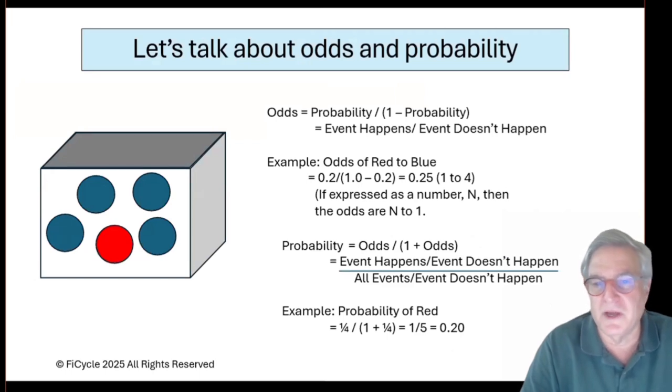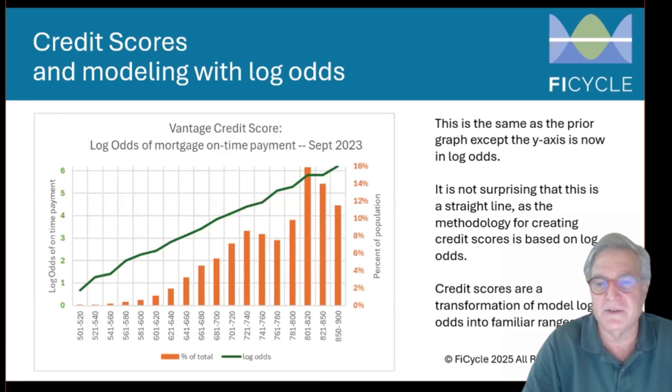So in part 1, we talked a little bit about odds and probability and some of the equations for converting between odds and probability. And then we also talked about log odds and the relationship between logs, odds, and the output of credit scores. And we found that a credit score is closely related to the log odds of people making on-time payments on their outstanding credit obligations.